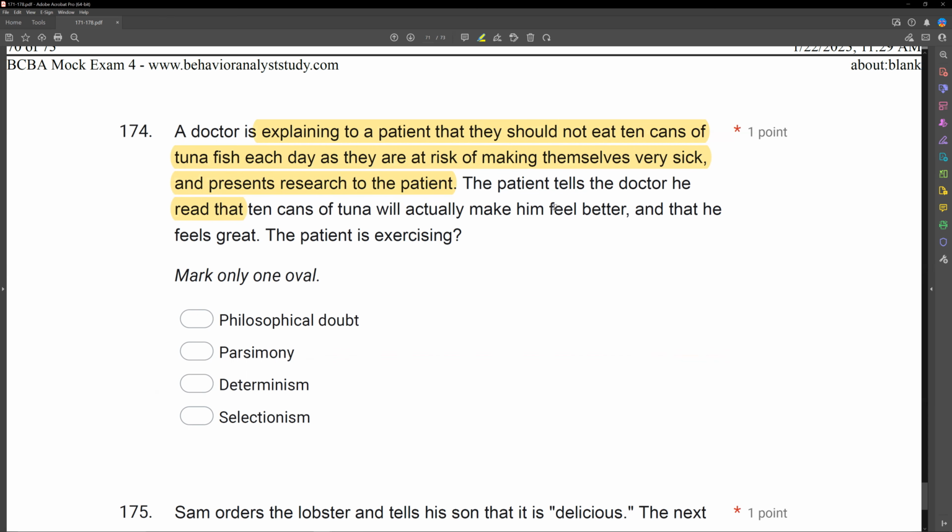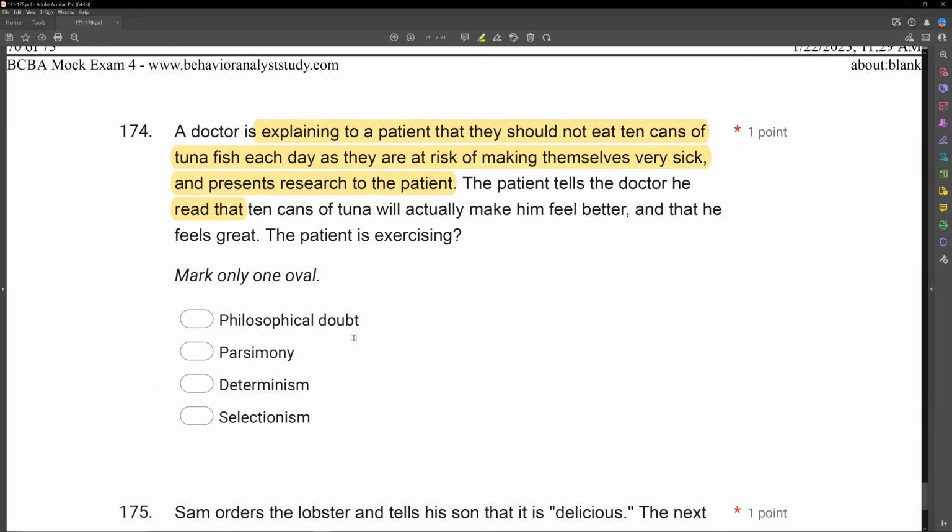And he says, well, based on my experience, my research, my outcomes, okay, I'm doubting your outcomes. And so, is it right? Is it wrong? It's not the point. He's doubting, okay, the research, the outcomes. He's engaging in philosophical doubt.